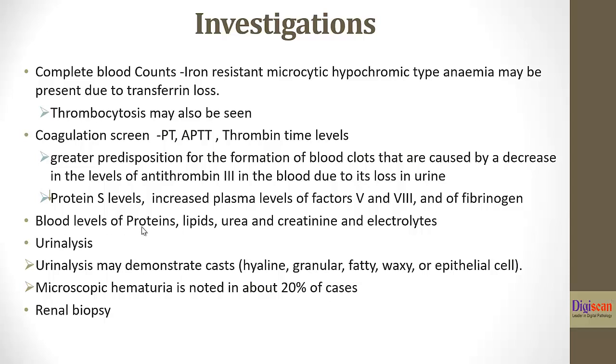Also, a baseline level of protein, lipid, urea, creatinine and electrolytes should be done. The level of proteins will be low and there is hyperlipidemia. Then a detailed urine analysis should be done. The urine analysis may demonstrate casts which may be hyaline, granular, fatty, waxy, or epithelial cell type. Microscopic hematuria is noted in about 20% of the cases. Renal biopsy may also need to be done.